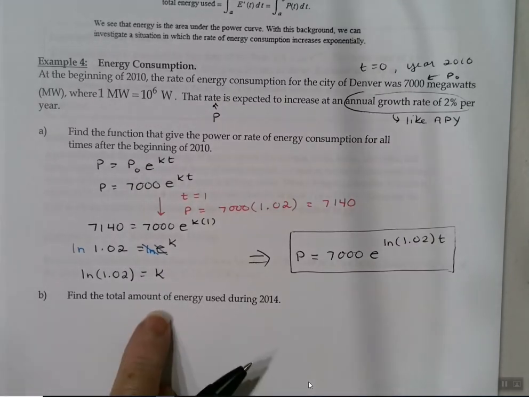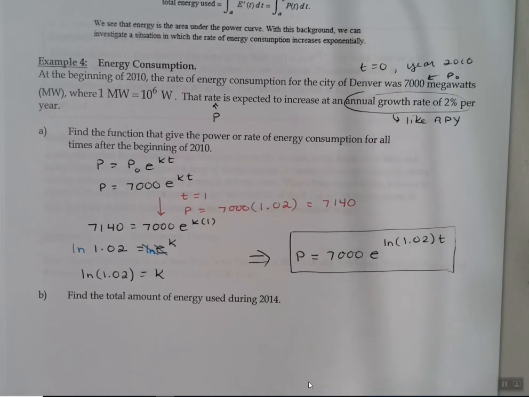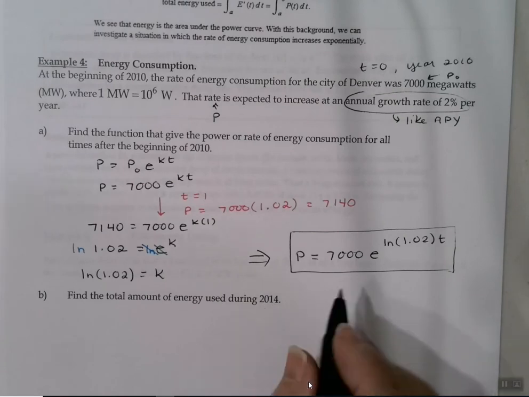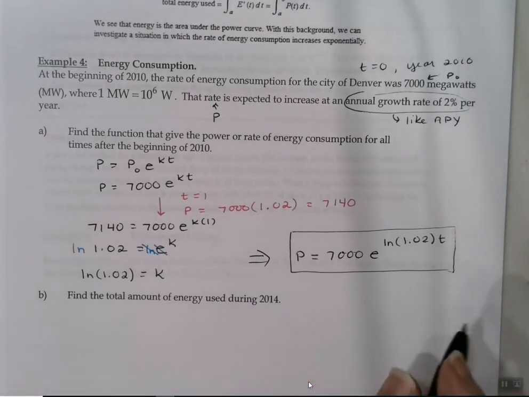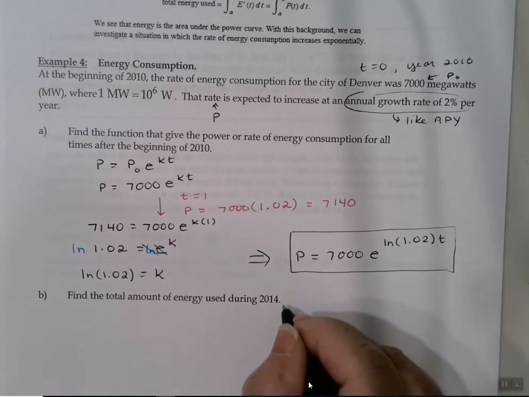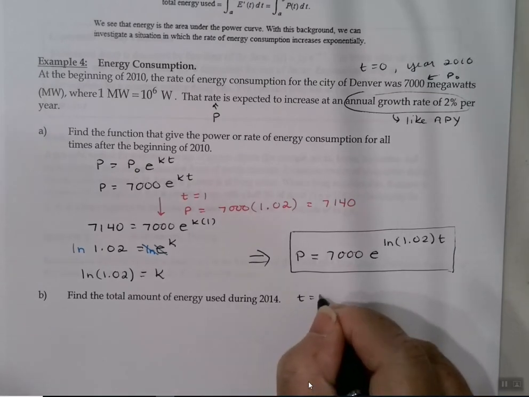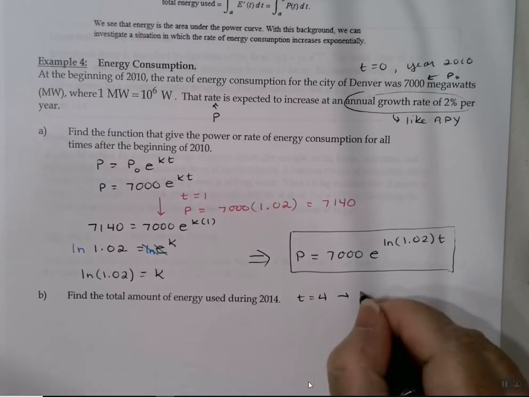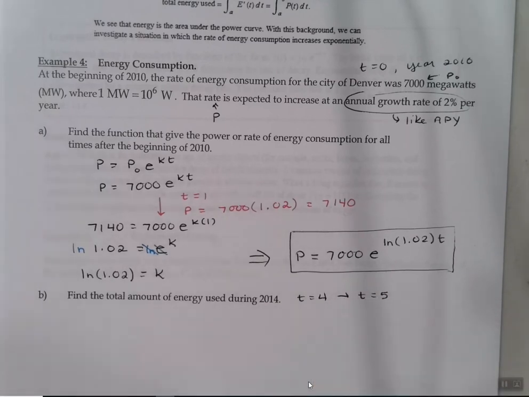All right, we now want to find the total amount of energy used during 2014. So if we think about from the start of 2014 till the end, or in other words, the start of 2015, this would be from t equals 4, the beginning of 2014, to t equals 5, which would be the beginning of 2015. So that's a 1-year span in there.